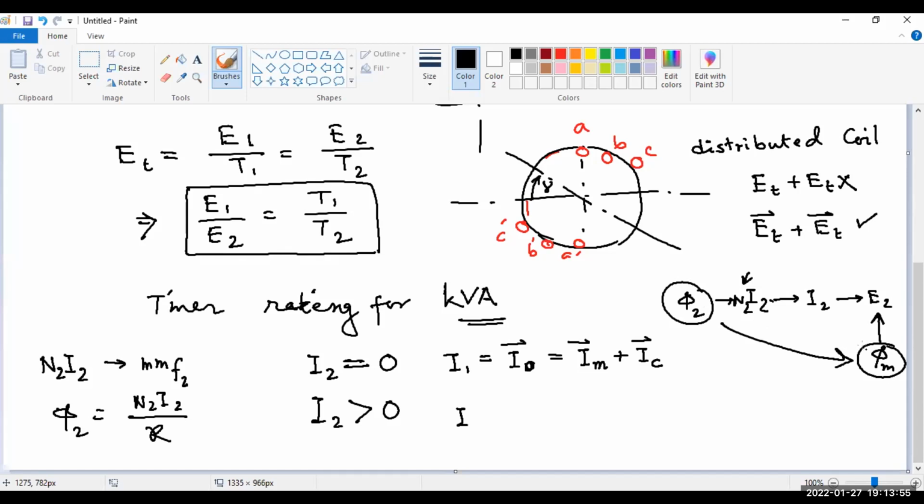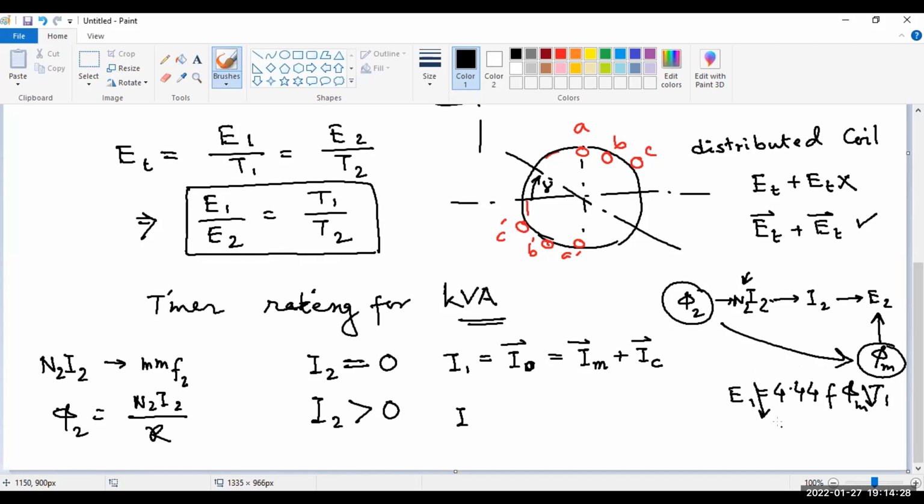Okay. Have you understood? Now, if it tries to oppose the phi m, then phi m will try to reduce. As simple as that. So if it acts in opposition of phi m, definitely the phi m will try to reduce. So E1 is 4.44 F phi m into T1. If the phi m is reduced, who will reduce? The E1 will reduce.